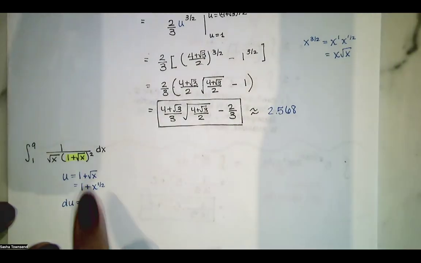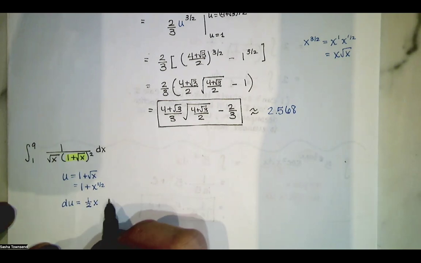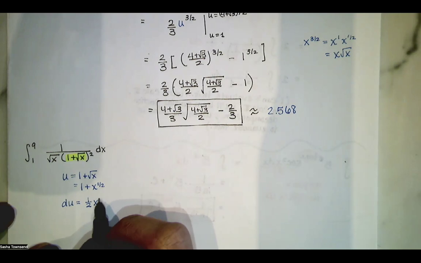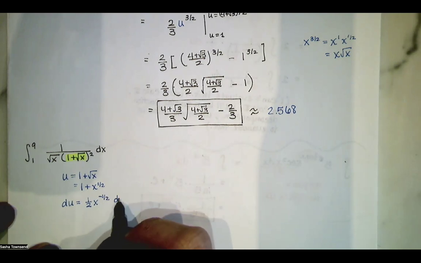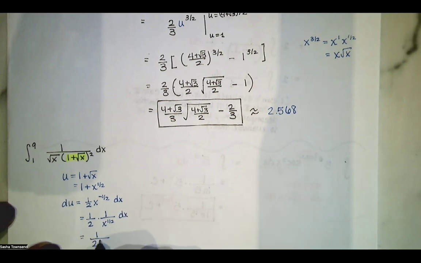The derivative of 1 is 0. The derivative of x to the 1/2 is 1/2 of x to the 1 less power. So 1/2 minus 1 is negative 1/2. Now you can rewrite that as 1/2 times 1 divided by x to the positive 1/2 power. And x to the positive 1/2 power is the square root of x. So we've got 2 times the square root of x right here, dx.